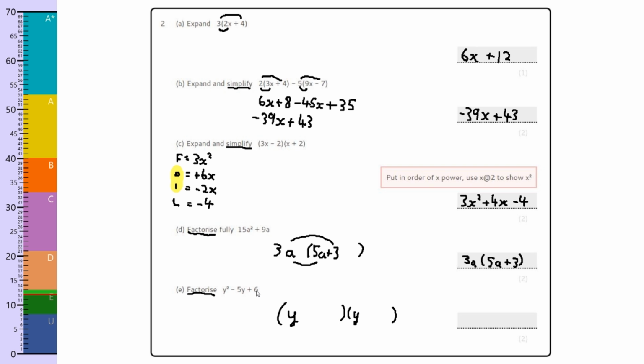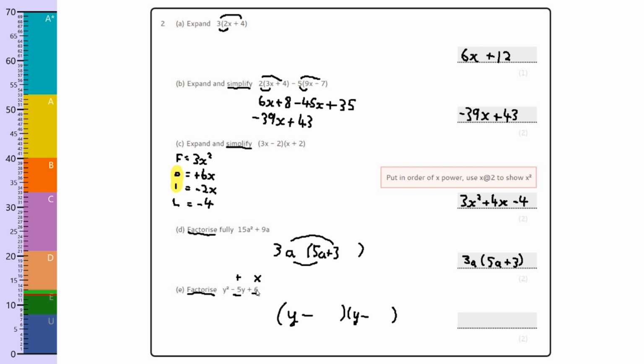Now I need 2 numbers that times together to make a positive 6 and add together to make a negative 5. Okay, that's what I'm looking for. So they need to add together to make a negative 5 and times together to make a positive 6. Now looking at those numbers, the only way to get a negative is if one or both of the numbers that I'm thinking of are negative. The only way to get a positive when I times them together is if they're both negative. So I know straight away that they're both going to be negative.